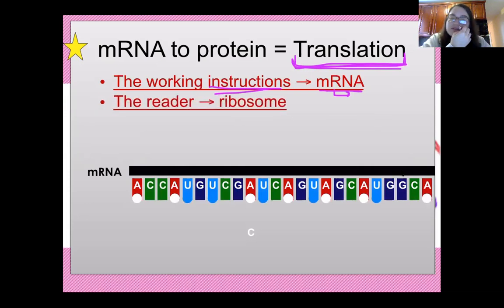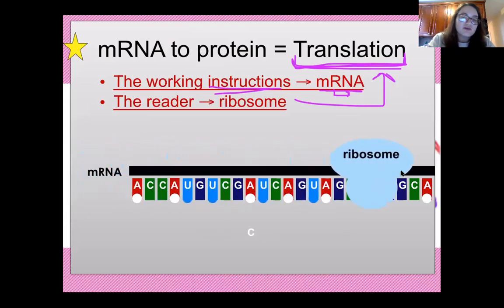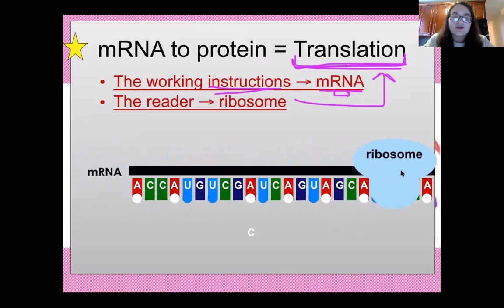The reader, so what is doing the translating, is the ribosomes, because the ribosome is able to read those instructions, make sense of it, and then figure out what needs to happen next. So then here's the ribosome going along the mRNA sequence and reading those instructions.